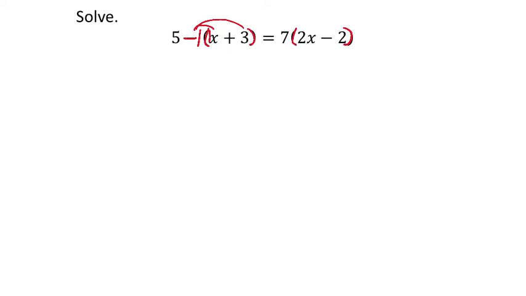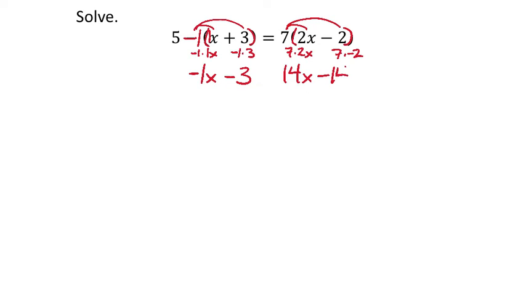And in fact, I'll even show that 1x. So it's negative 1 times 1x's, which would be negative 1x's. And then also negative 1 groups of positive 3 would be negative 3. So that is that distribution. I also have the 7 to distribute into this set of parentheses. So that'd be 7 groups of 2x's, which is 14x's. And then also 7 groups of, again, that's a negative 2, which would be negative 14.